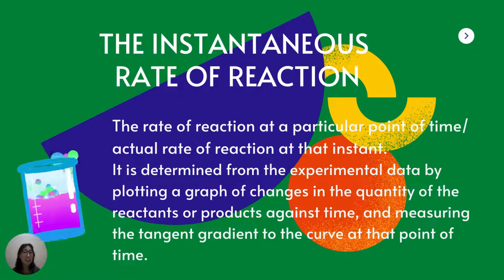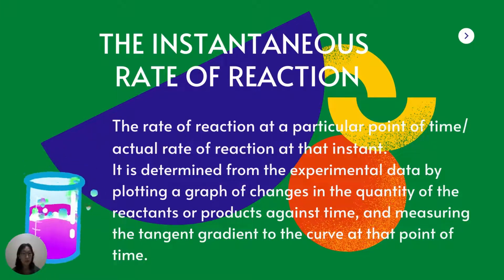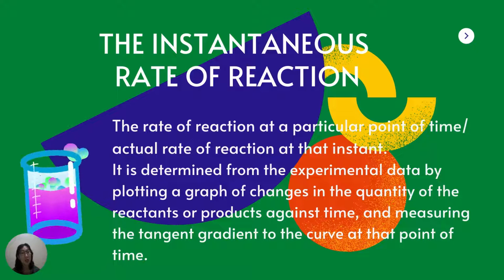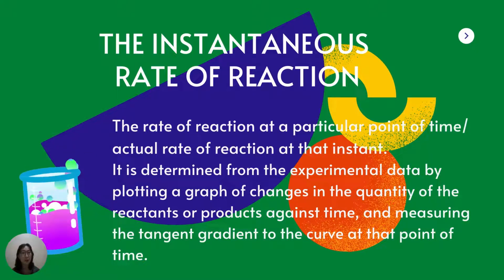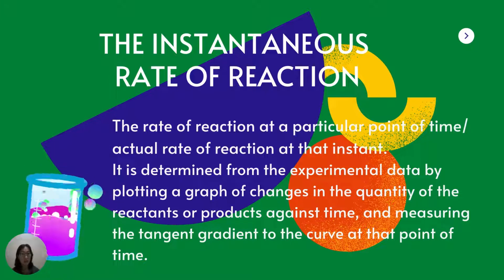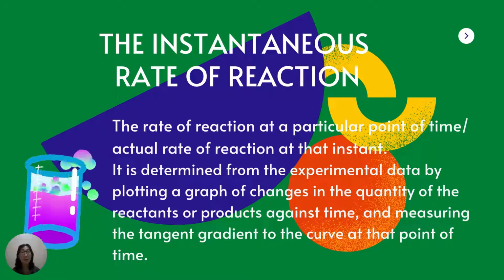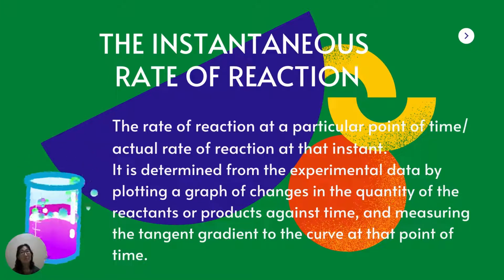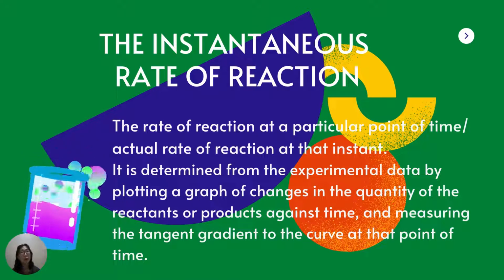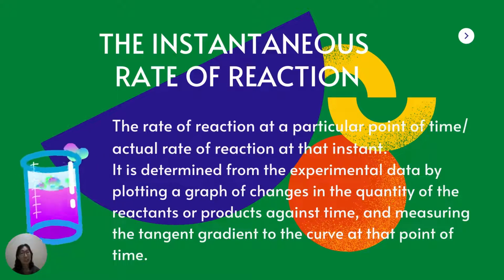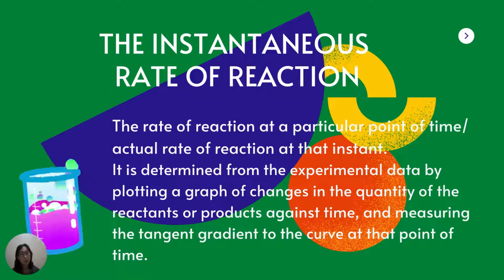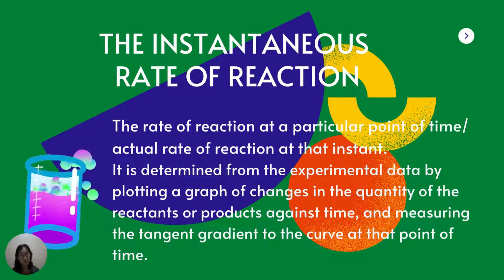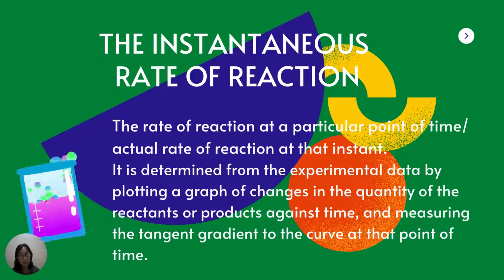What is the meaning of instantaneous rate of reaction? The rate of reaction at a particular point of time, or the actual rate of reaction at that instant, is referred to as the instantaneous rate of reaction. For example, in a sport event such as a short run, maybe 100 meters, you're going to find out that, especially towards the end point, a student will speed up. So this is referred to as the instantaneous rate of reaction. This means you can consider the rate at the end.